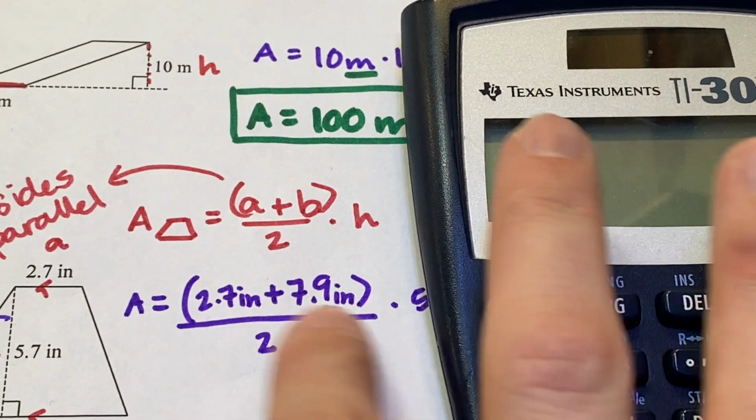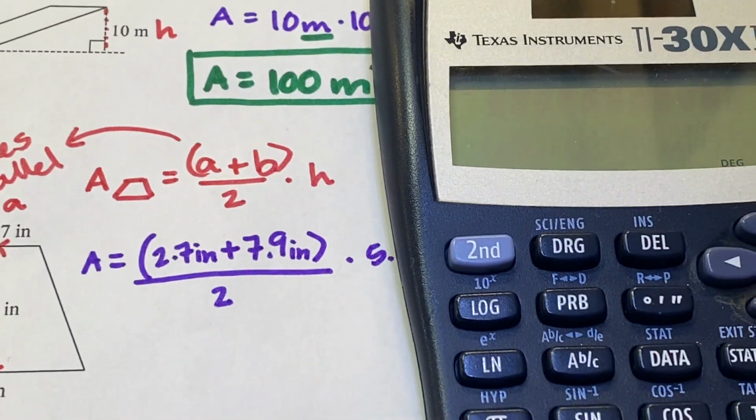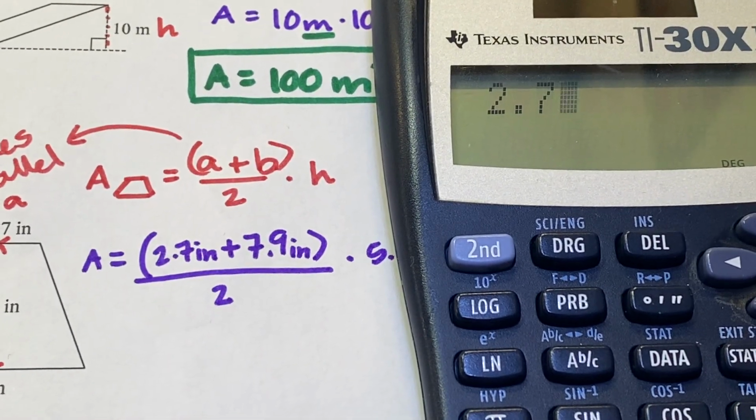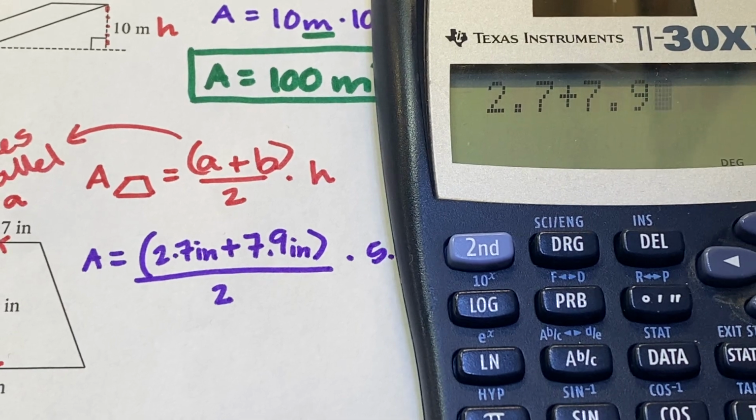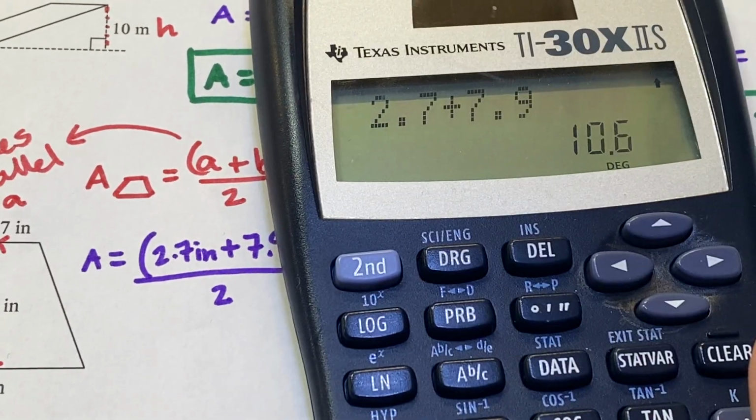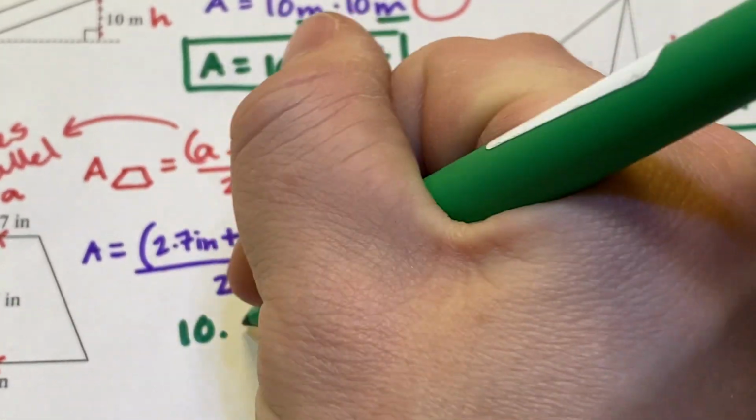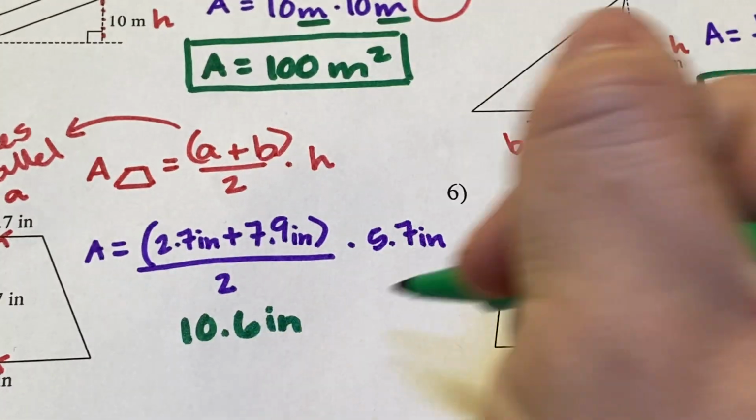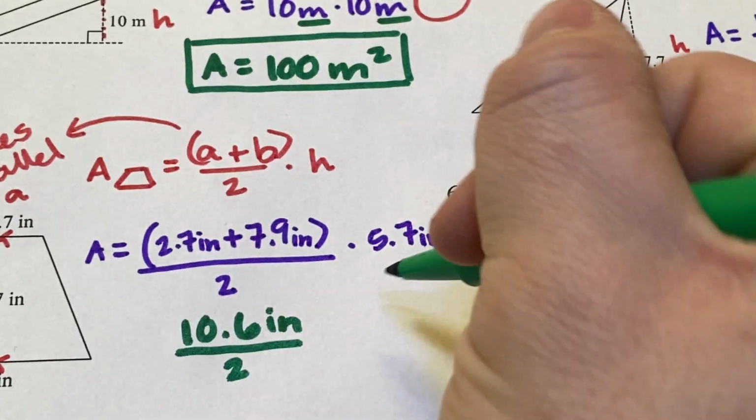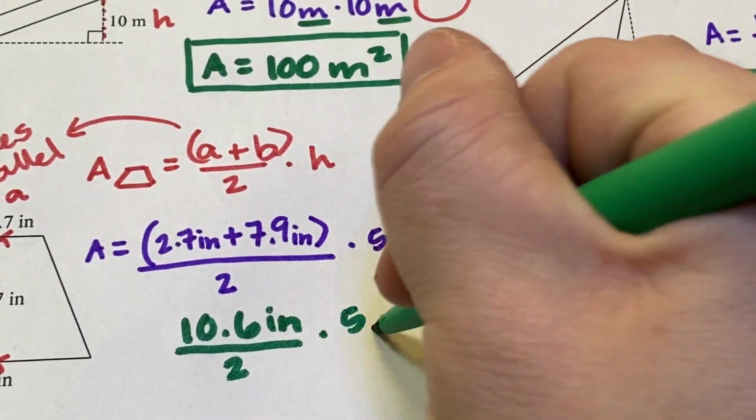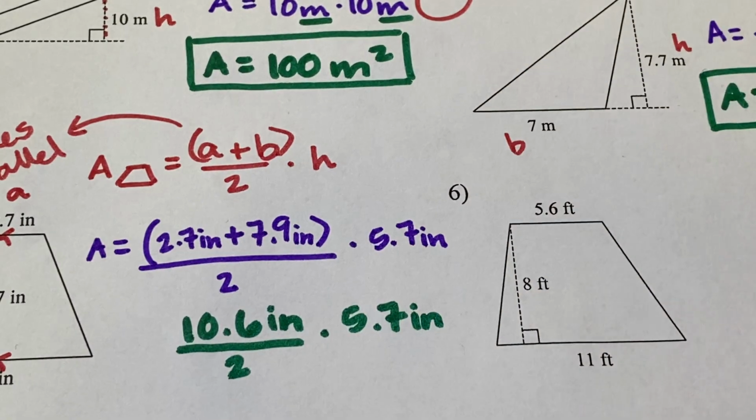Let's add these two together. You are not multiplying. We are simply adding those two numbers, 2.7 plus 7.9. So I get 10.6 inches on top. Now 10.6 inches is still being divided by 2, and then we'll multiply by the 5.7 inches.